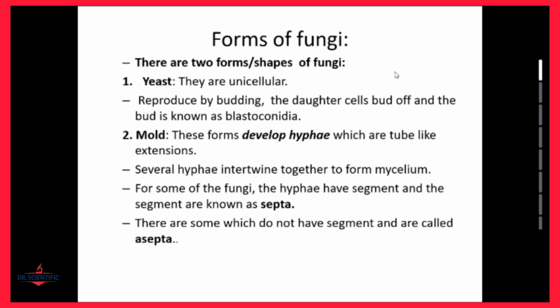While the second form is the mold, this mold develops into what we call hyphae, and these hyphae are simply tube-like extensions. When you have several hyphae together, they form what we call a mycelium. These are under what we call molds. For some of the fungi, the hyphae have segments, and the segments are what we call septa. Those which are not segmented, we call aseptate.